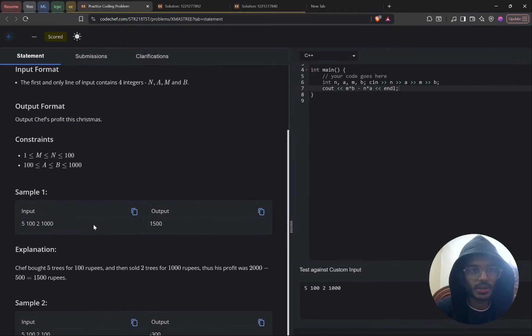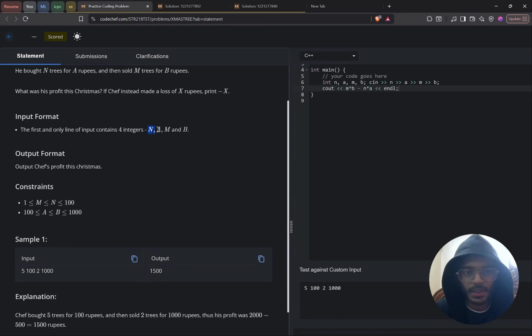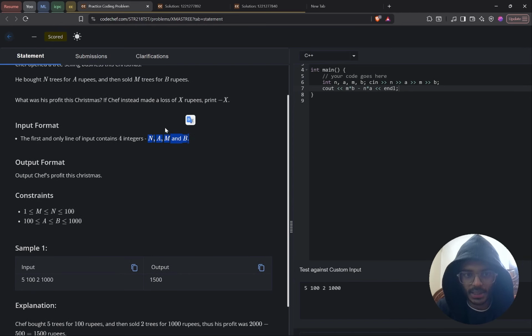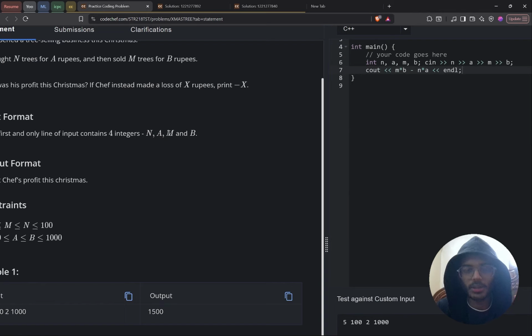Now for the solution, we first of all need to take in the input of N, A, M and B, and then we need to compute the total sales of chef, which is going to be M into B, and then we'll subtract N into A from that, which is the total purchase of the chef. So the final answer would be M into B minus N into A, which is our overall solution.